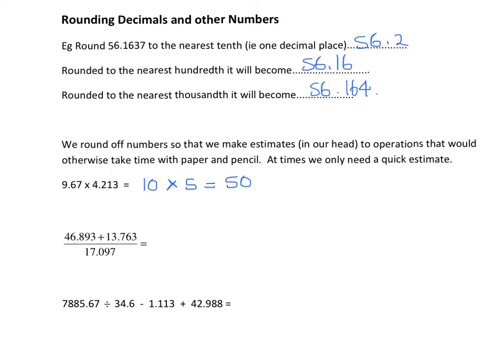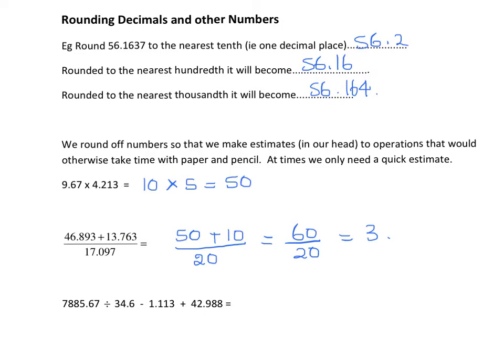For the next problem, we've got numbers that we can easily round off to the nearest 10. So, say 46.893 becomes a 50, plus 13.763, let's round that off to 10, and the 17.097 rounded off to 20. You've now got 60 over 20. That you can do very quickly in your head. The answer is 3. Notice this, in this second one, we actually rounded off all the numbers to the nearest 10.